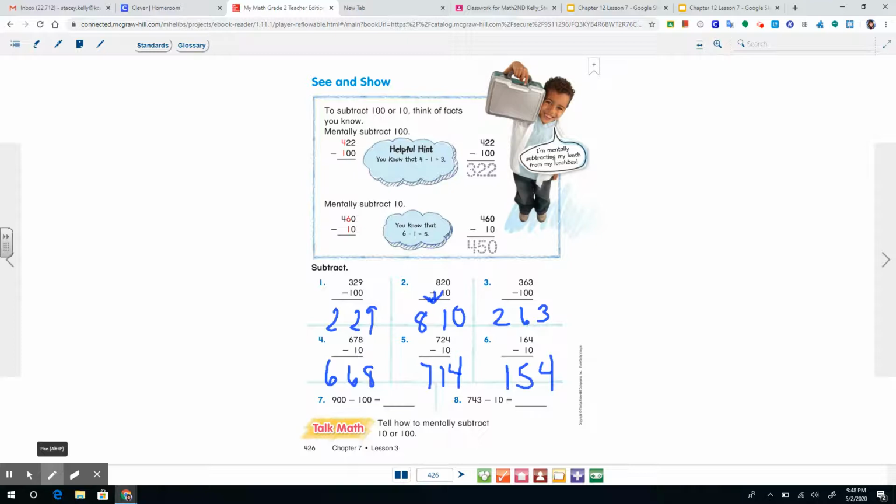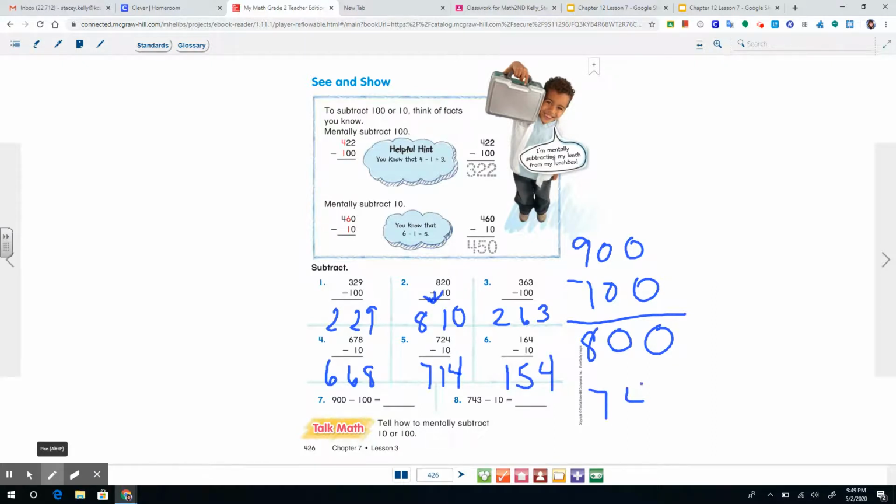Going sideways, if you need to, you can turn it. Instead of doing it horizontally, you can definitely stack it vertically. Just make sure your big number's on top. So 900 minus 100. 0 minus 0 is 0. 0 minus 0 is 0. 9 minus 1 is 8. And those of you who can do mental math, that's great. Those of you who need to stack it and look at it, that's great too.